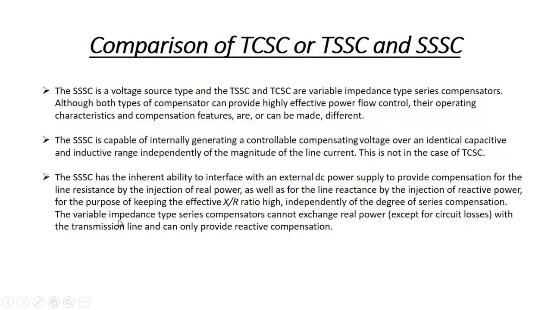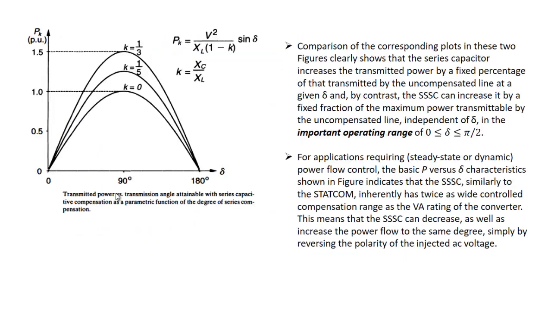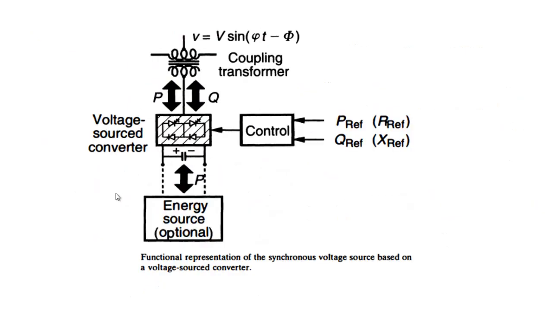So in SSSC, this real power exchange is only possible when there is an energy source provided at the input of the DC side. You can see it from here. I have shown it as the energy source. This is optional. This is only the case when we require the real power exchange.